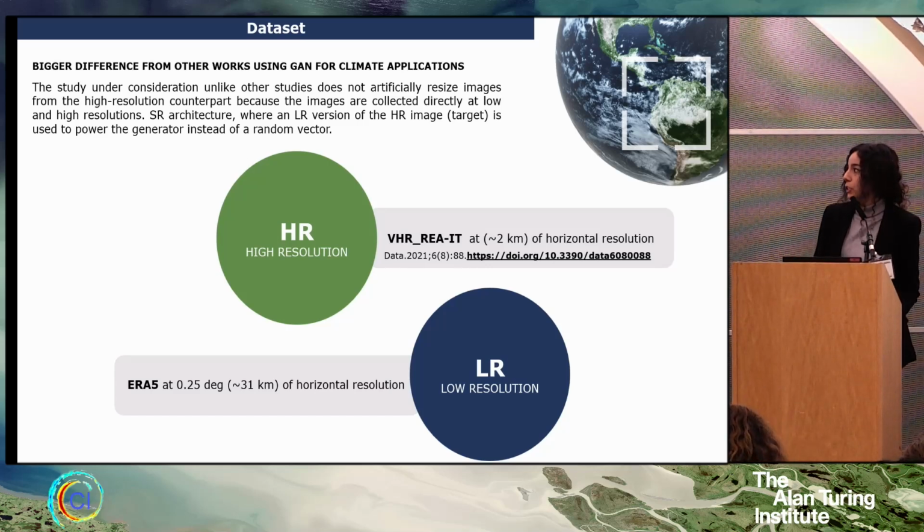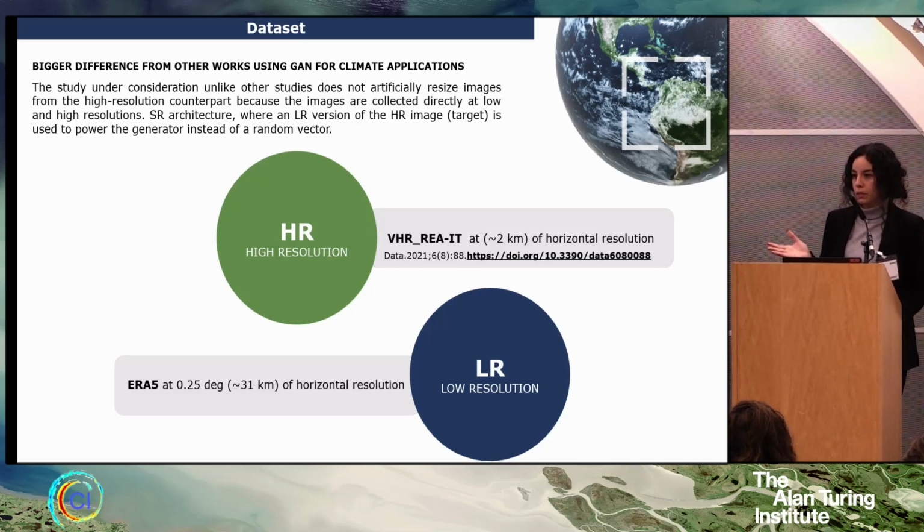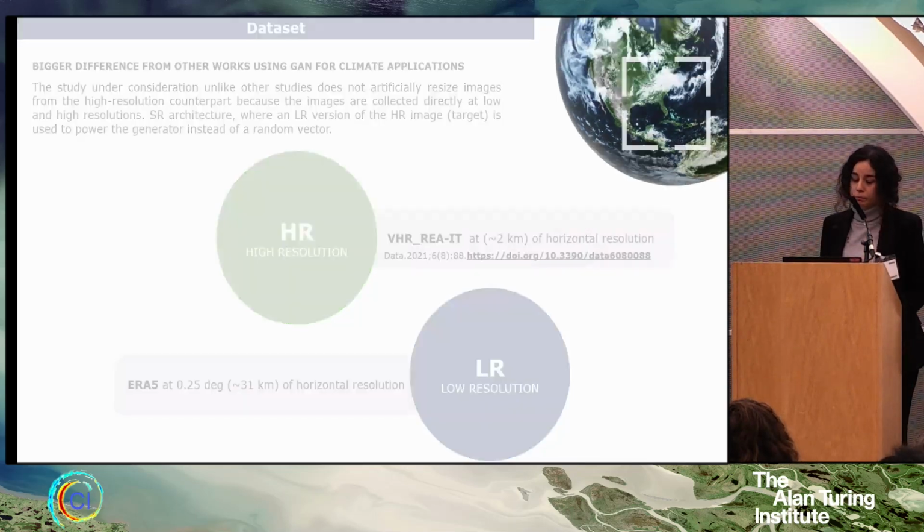For the high resolution, particularly, we use the VHR real dataset. VHR is a dynamical downscaling product from ERA5 at 2 kilometers of horizontal resolution by COSMO-CLM over the Italian peninsula and part of Europe and part of Africa. For low resolution, we consider ERA5 reanalysis at 31 kilometers of horizontal resolution. And our purpose is to have a downscaling from low resolution at 31 kilometers to high resolution at 2 kilometers of horizontal resolution, directly with GAN.